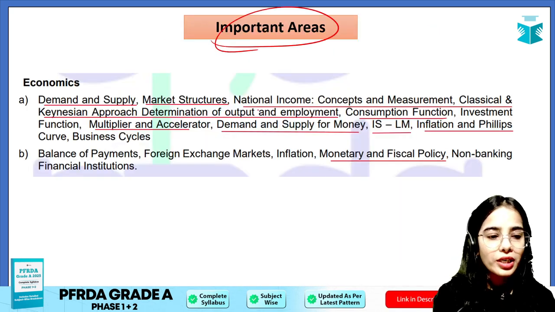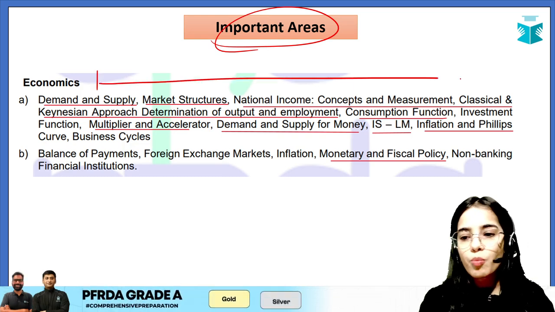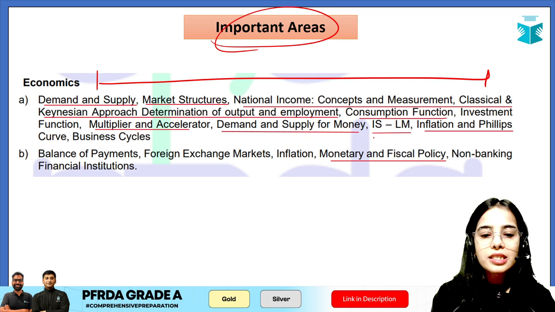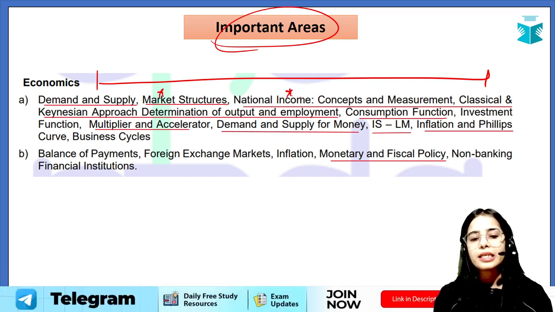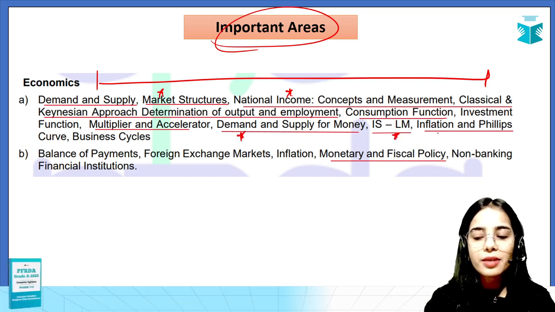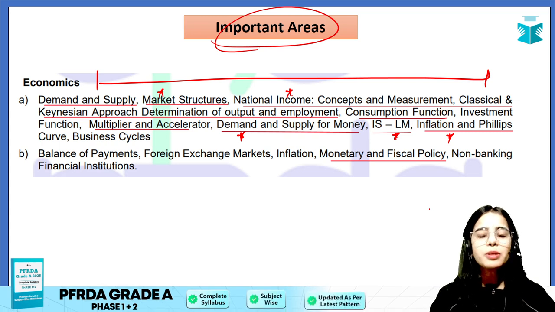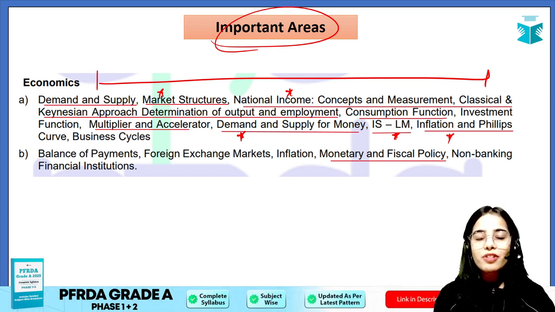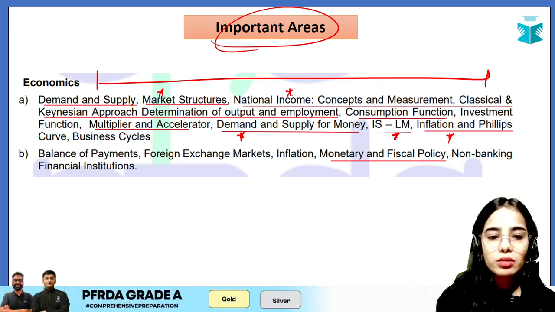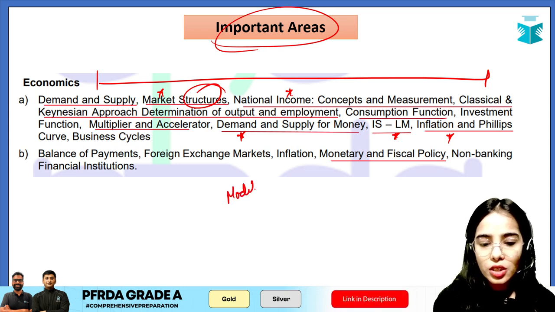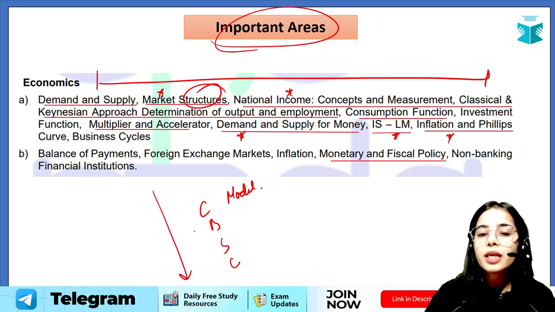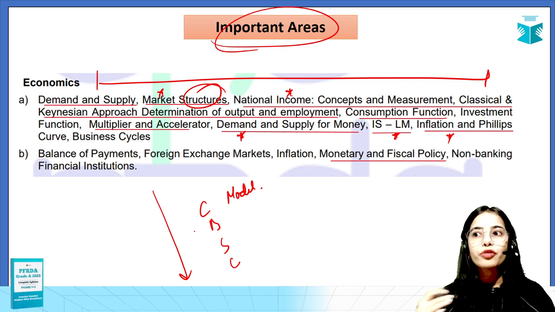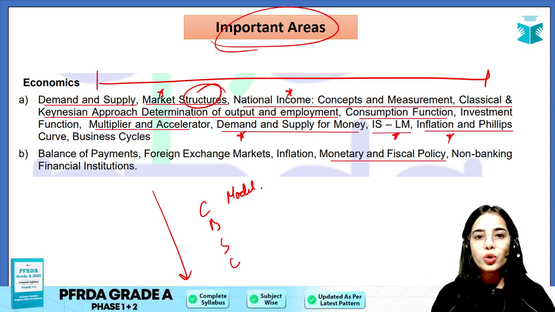If you see the important areas, questions have been asked from most of the topics: demand and supply, market structure, national income, classical and Keynesian theory, multiplier, accelerator, demand and supply of money, ISLM model, inflation and Phillips curve. From multiple chapters the questions have come, but from the basic concepts. It's not that you have to cover all the models of market structure like Cournot, Bertrand, Stackelberg, Chamberlin in a very in-depth manner, reading 15 to 20 to 30 pages of the Cournot model to answer a question.